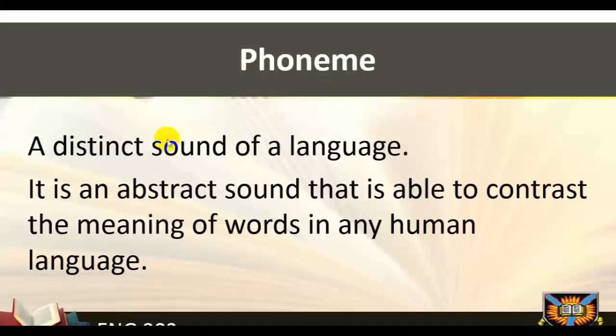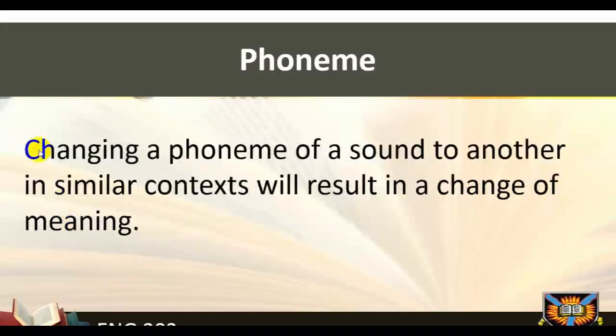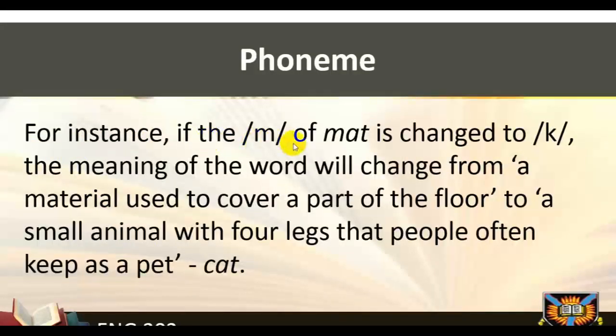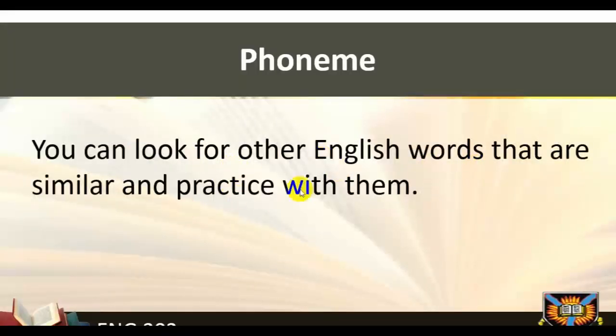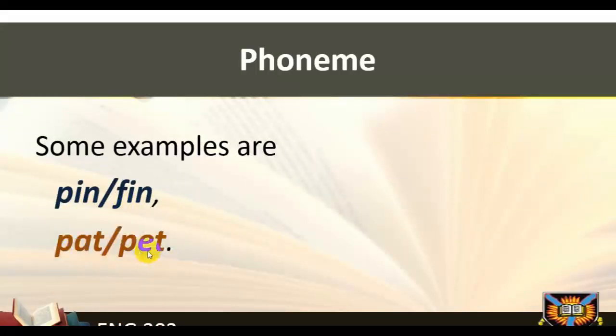Phoneme. A phoneme is a distinct sound of a language. It is an abstract sound that is able to contrast the meaning of words in any human language. Changing a phoneme of a sound to another in similar context will result in a change of meaning. For instance, if the M of math is changed to K, the meaning of the word will change from a material used to cover a part of the floor to a small animal with 4 legs that people often keep as a pet. Cat. You can look for other English words that are similar and practice with them. Some examples are pin or fin, part or pet.